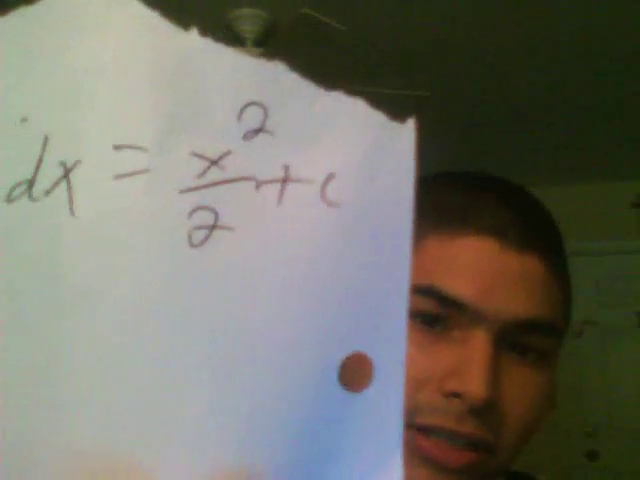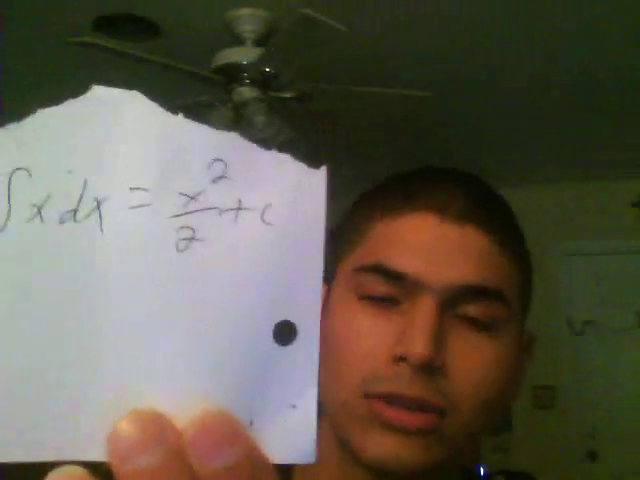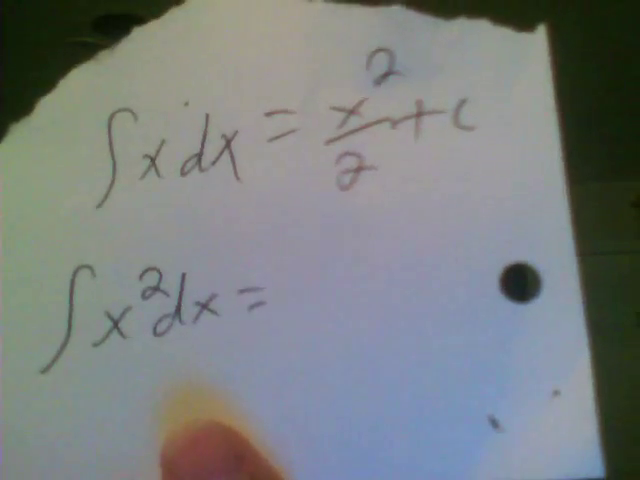Don't forget that plus c. Your teacher will take off a lot. Well, not a lot, but they'll take off points for that. And now let's do another one. The integral of x squared dx is equal to what? If you said x to the third over 3 plus c, you're right, because you do 2 plus 1 is 3 over 3 plus c. That's simple.